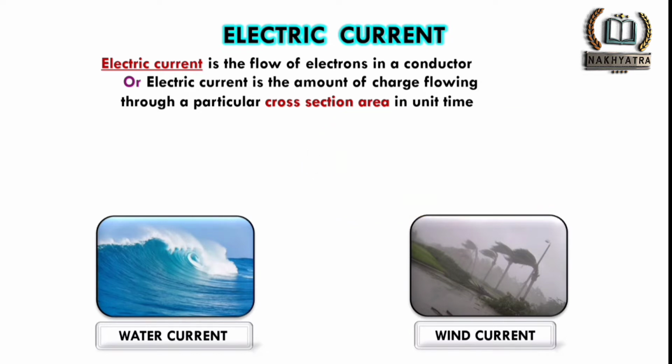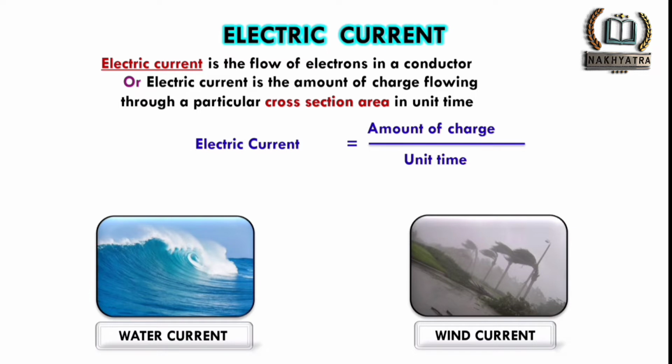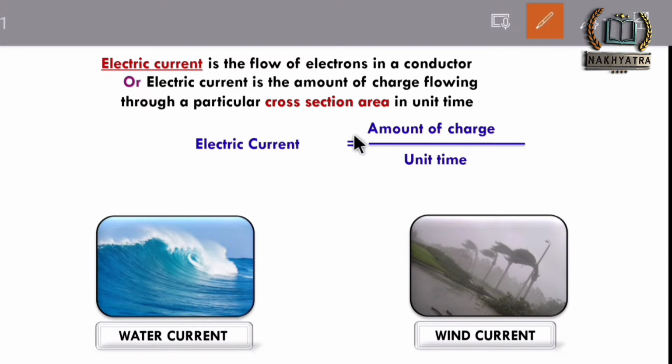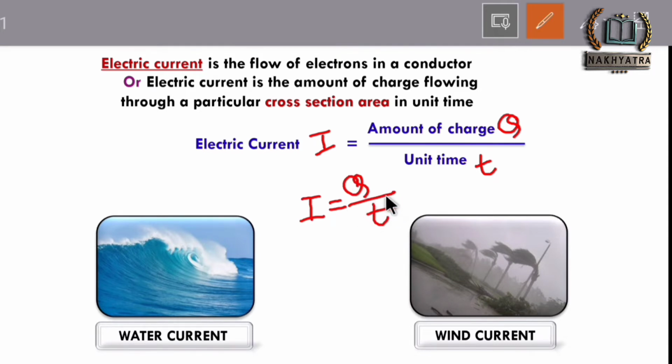Now what is the formula for electric current? It is the amount of charge divided by unit time. Means in unit time, how much the amount of charge is given. So how can we write the formula? Electric current is I, charge is Q and time is T. So I equal to Q by T. Q means charge, T means time and I for current. This is your important formula that you need to know. Just mark it down.